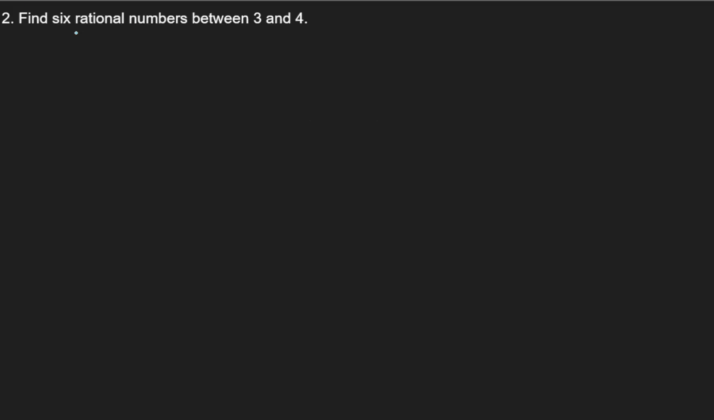Question number 2 says, find 6 rational numbers in between 3 and 4. To solve this question, we are going to rewrite number 3 and number 4. So can I write number 3 as a fraction whose denominator could be 7? So tell me, what number when divided by 7 gives us 3? Yes, it's number 21.